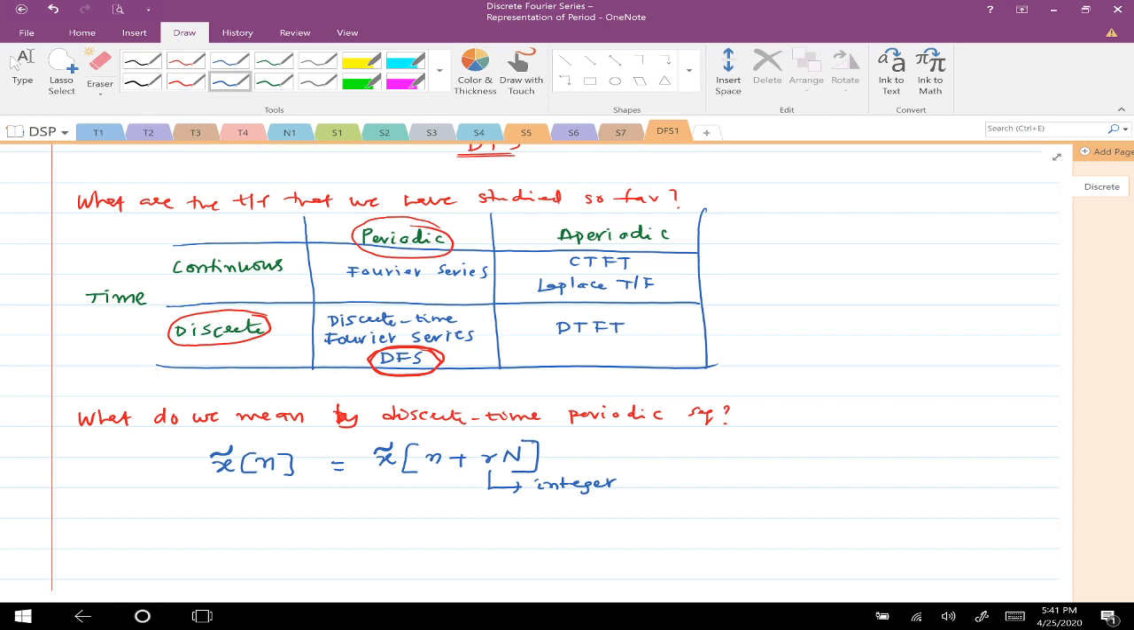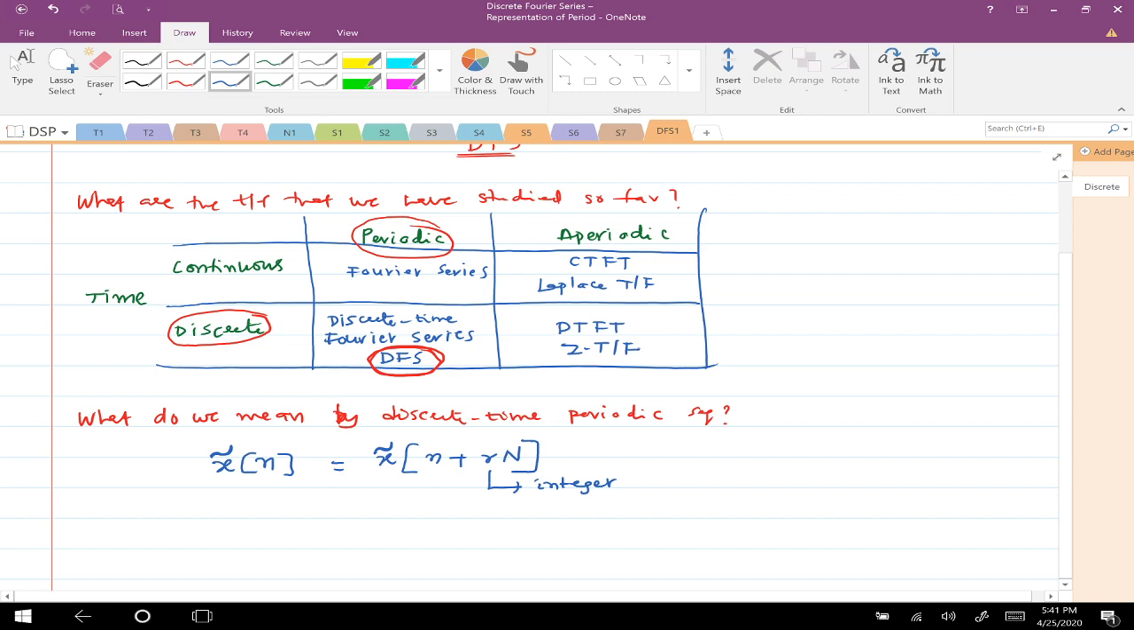The closest one, which we could start imitating to develop this discrete time Fourier series, is in fact the continuous time Fourier series. By the way, let me just complete here. After the DTFT, we have also studied Z transforms. That's also we have studied. I forgot to mention that.